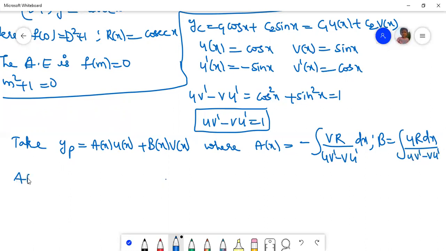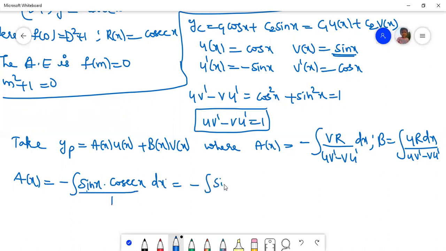Here a(x) equal to minus integral v. Here what is v? Sin x. Sin x into cosec x dx, in the denominator it is 1. Minus integral sin x into 1 by sin x dx, since cosec x is 1 by sin x. Sin x cancels. It is equal to minus integral 1 dx, equal to minus x.